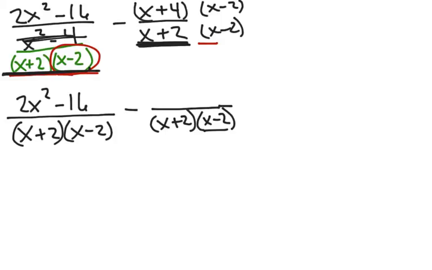In the top, I am going to end up having to FOIL. So I'm going to do x plus 4 times x minus 2. When I FOIL that, I get x squared minus 2x plus 4x minus 8. In my next step, I'm going to go ahead and simplify.